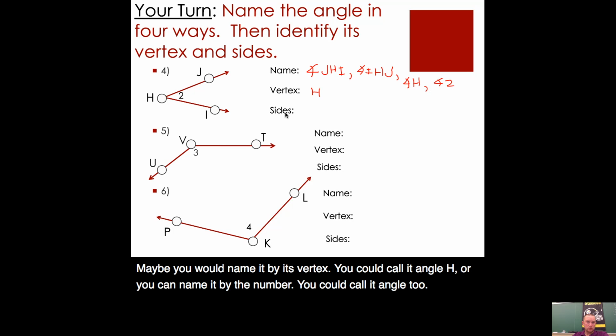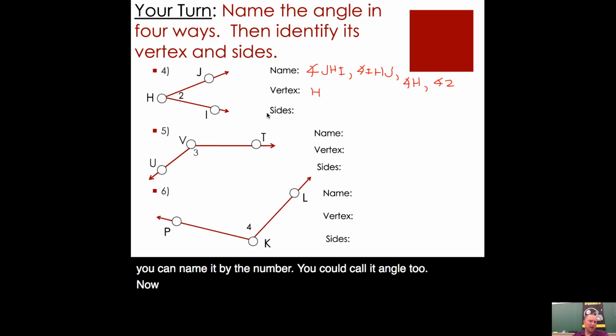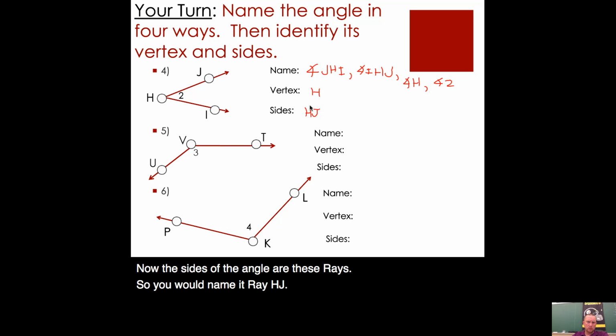Now, the sides of the angle are these rays. So you would name it ray HJ or ray HI.